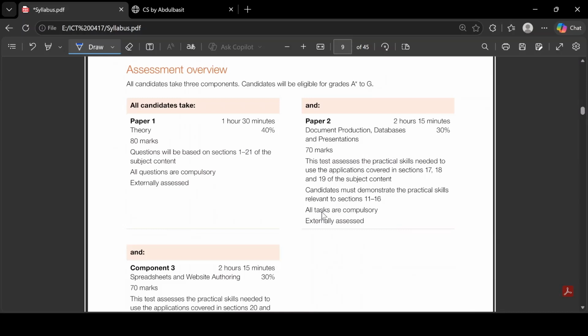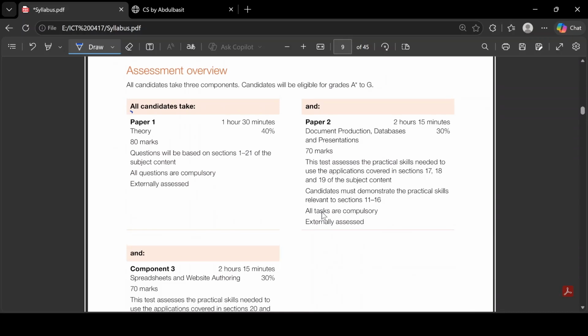Paper 1 is theory based, and it has 80 marks. All the questions will be from the first till 21st topics or content, and all questions are compulsory to answer. The time limit for paper 1 is 1 hour and 30 minutes, and the weighting is 40% of the total marks, out of 80.